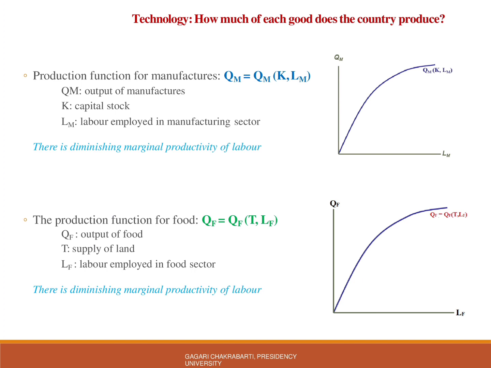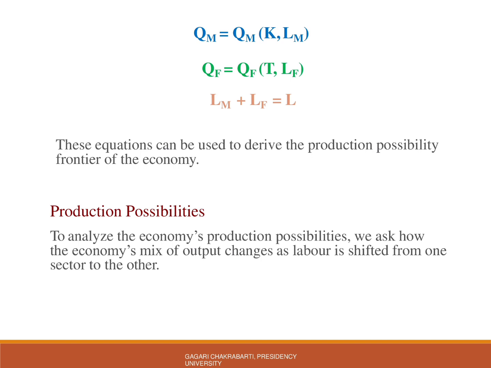So therefore we have three equations. Number one, the production function in the manufacturing sector, QM equal to QM of K and LM. Food production function actually, so QF is equal to QF of T and LF, and the labor constraint, which is LM plus LF is equal to L, where L is the total availability of labor in the economy. These three equations will be used to derive the production possibility frontier of the economy.